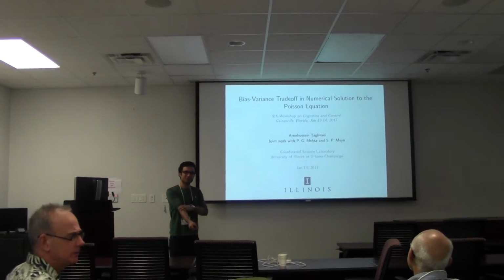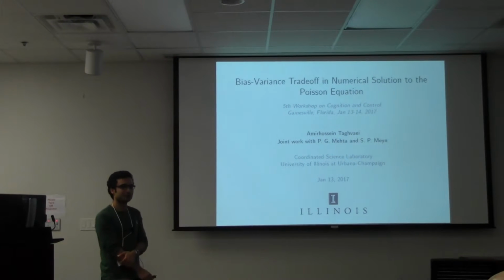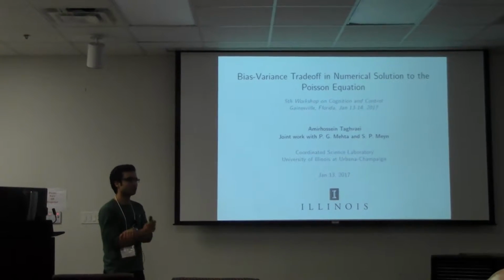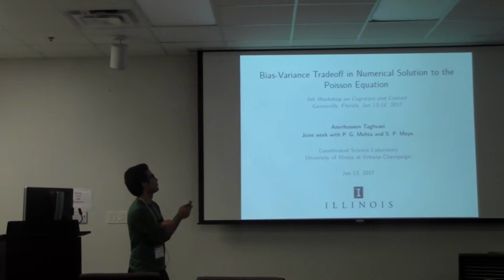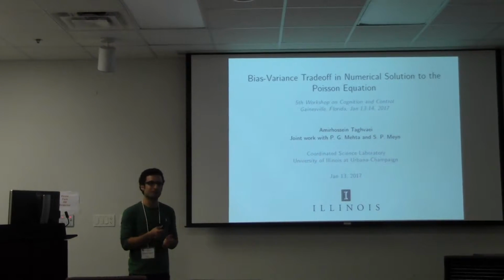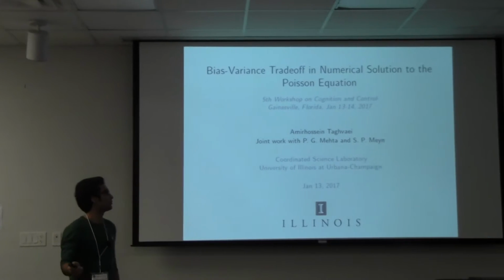Thanks for giving me the opportunity to talk. So I'm going to talk about numerical solutions to the Poisson equation. I'm going to present 2 methods, and I'm going to provide some error analysis where the bias-variance trade-off can be seen. This is joint work with my advisor Prashant Mehta and Sean Meyn.